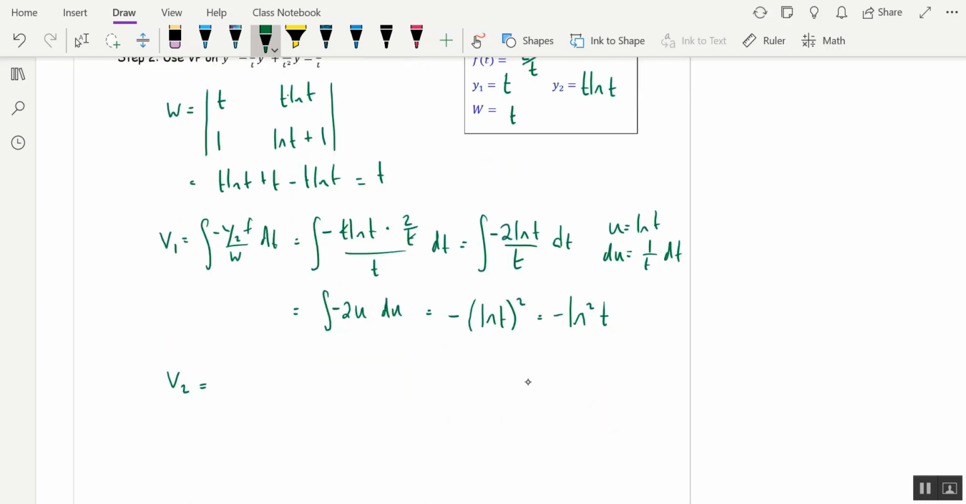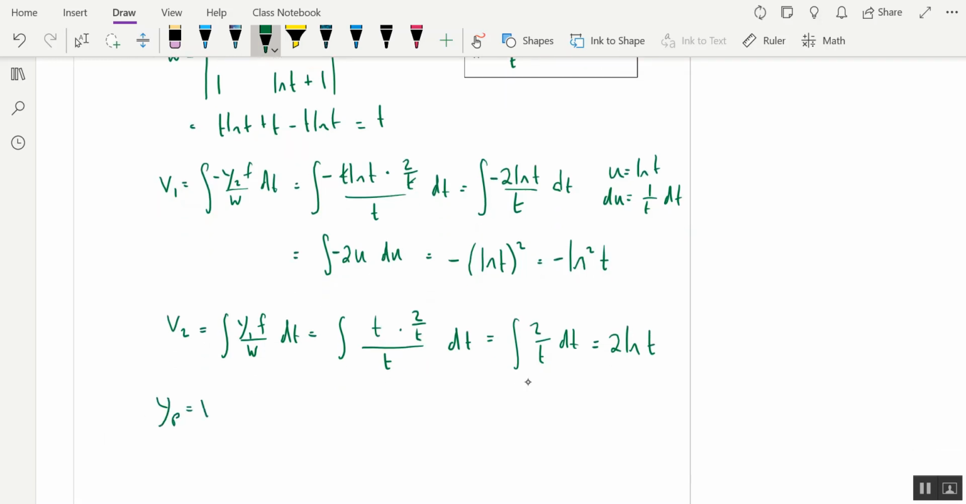And v2 is the integral. The formula is y1 f over w. y1 is t ln t, f is 2 over t, and w is t. Sorry, screwed up, huh? y1 is t. So this should just be t. So that's kind of nice because then we end up with the integral of 2 over t, which is a lot easier, which is 2 ln absolute t. But remember, with Cauchy-Euler, we're assuming t is positive. So 2 ln t.